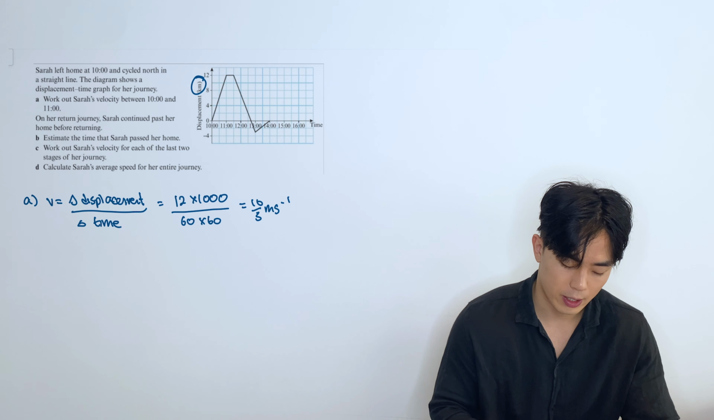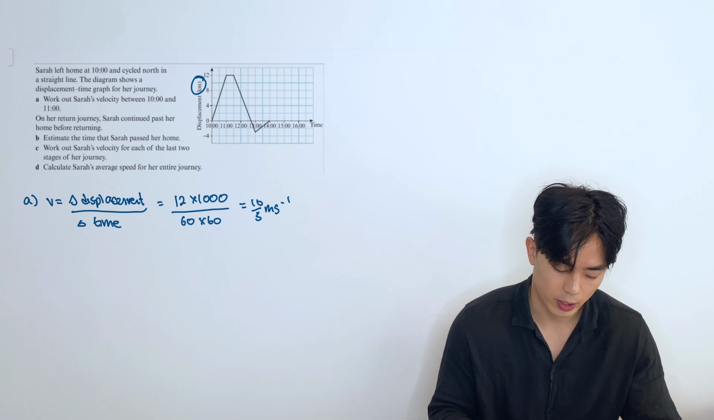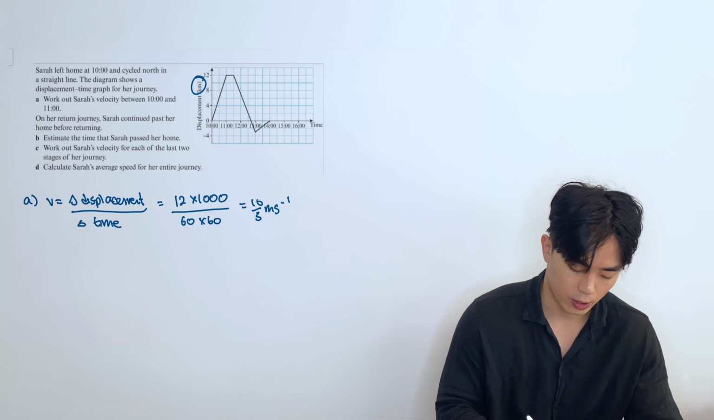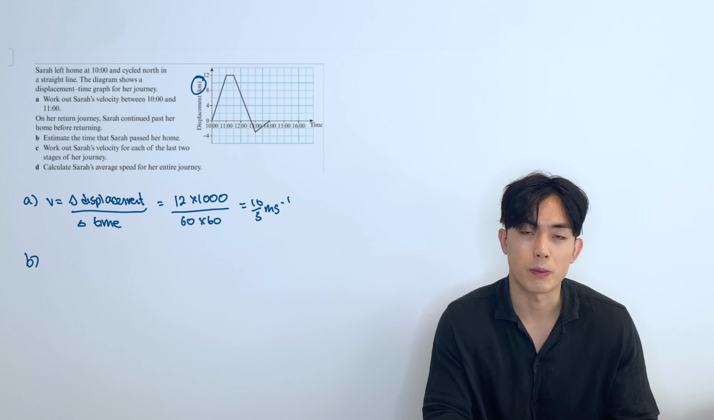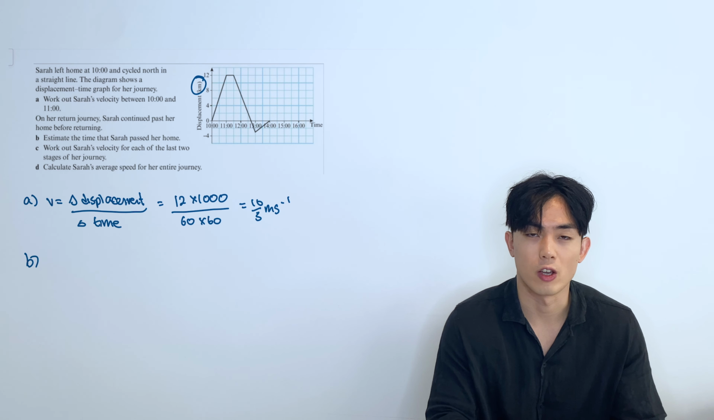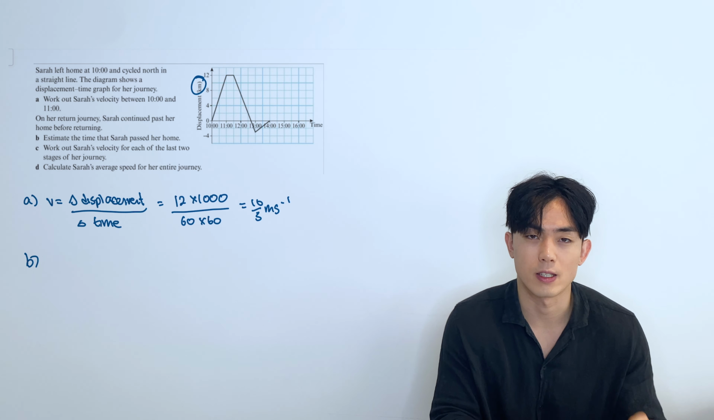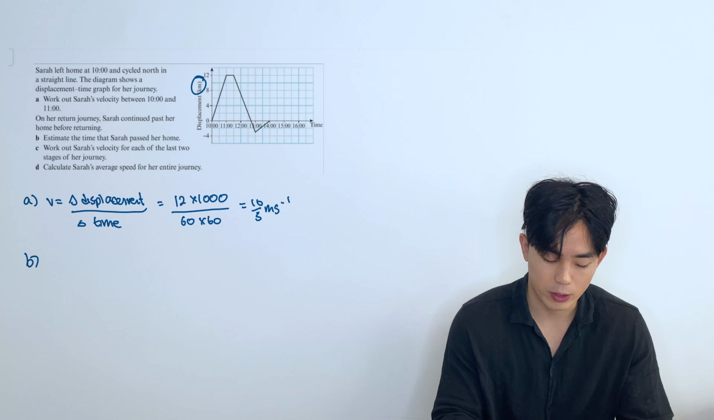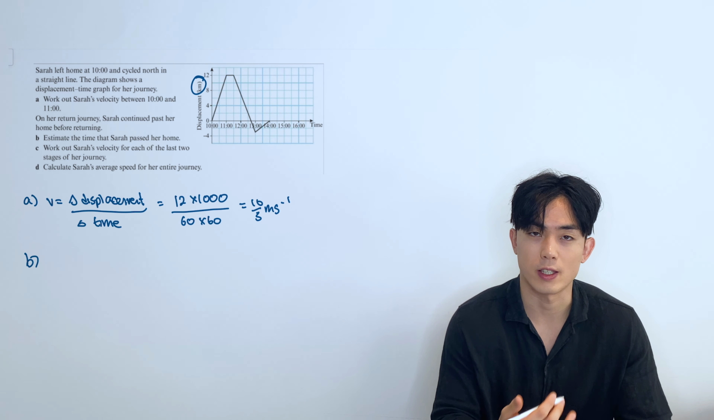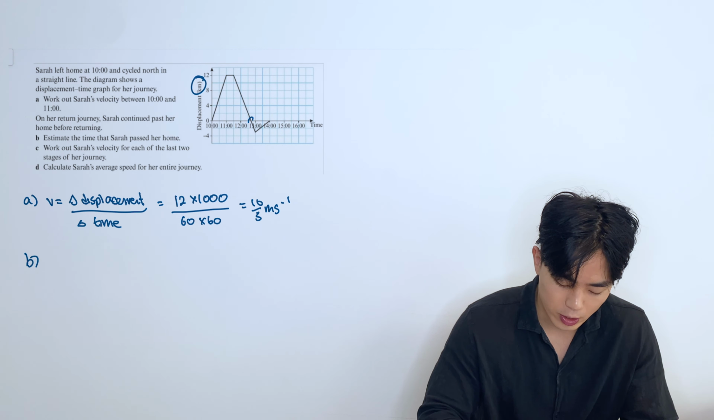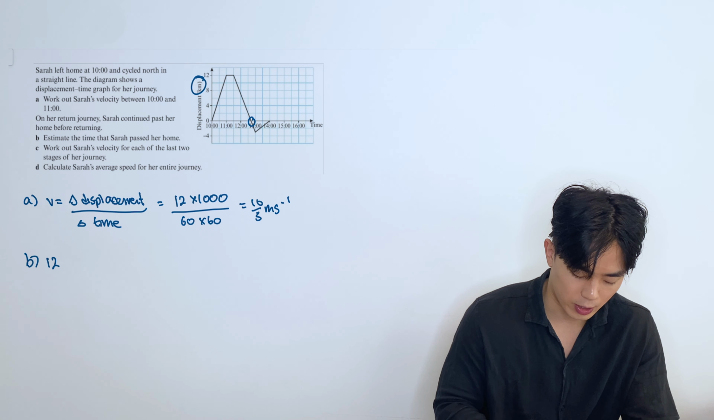On the return journey, Sarah continues past her home before returning. Estimate the time that Sarah passes her home. When Sarah passes her home, it means that she started at home and she passes home, which means even though we don't care about the distance, the displacement will be 0, right? Because we only care about start and finish points. So therefore, look at the graph and see where she crosses the time axis. As you can see here, she crosses it roughly at this point here, so that's roughly 12:45.